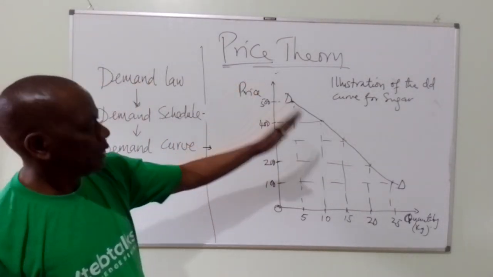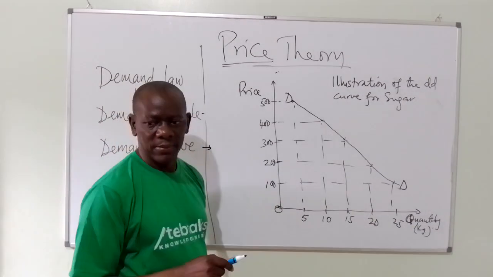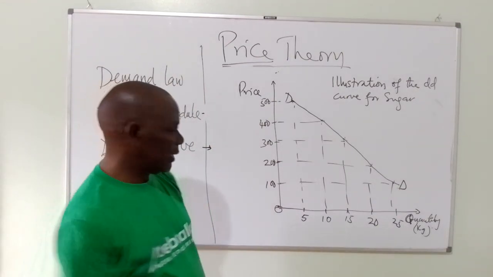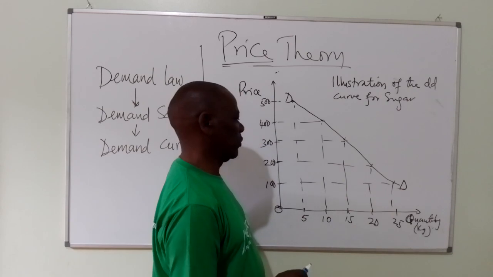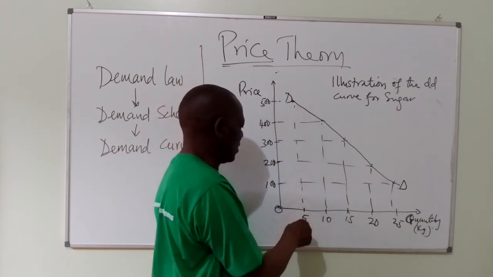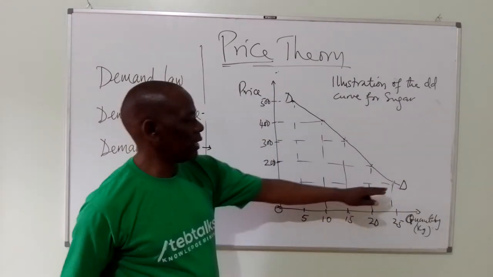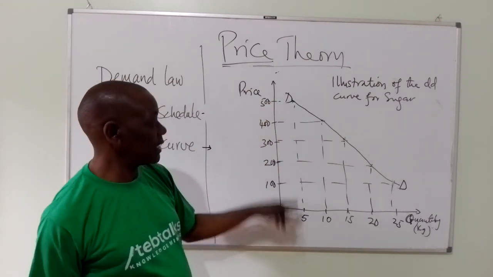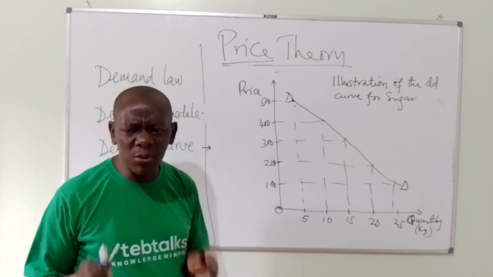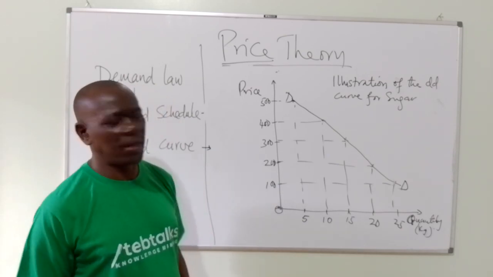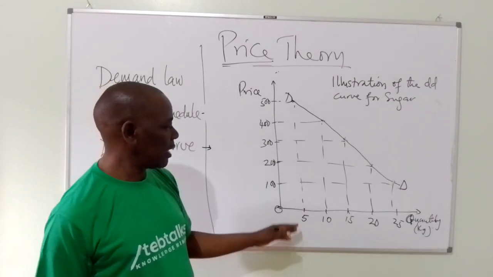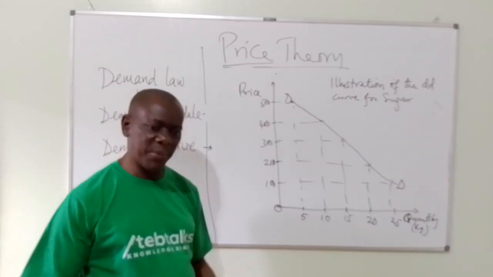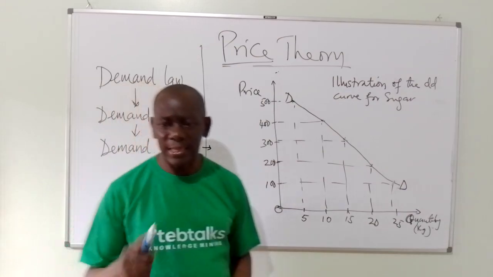So it is showing us that the demand is high when the price is low. And the demand is little when the price is very high. The consumer is willing to buy only 5 kilograms of sugar if the price is at 500 each kilo. The moment you say it is 100, he's happy in the market, he buys more kilograms. And that is the demand law.